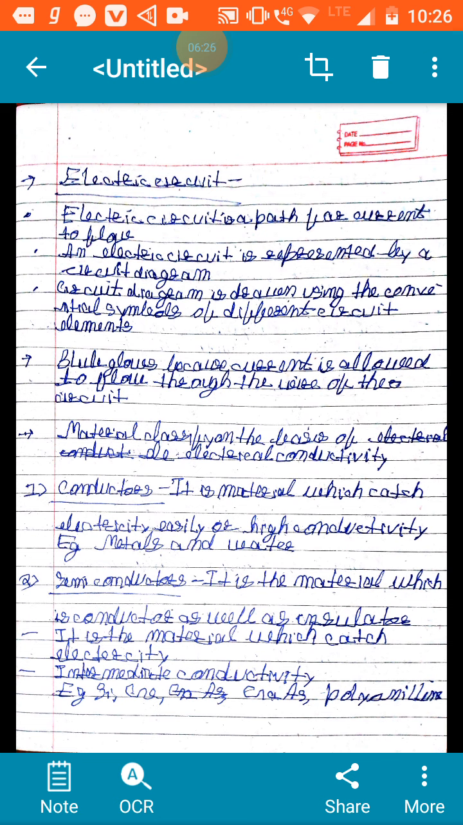An electric circuit is represented by a circuit diagram. A circuit diagram is drawn using the conventional symbols of different circuit elements. Bulb glows because current is allowed to flow through the wire of the circuit.